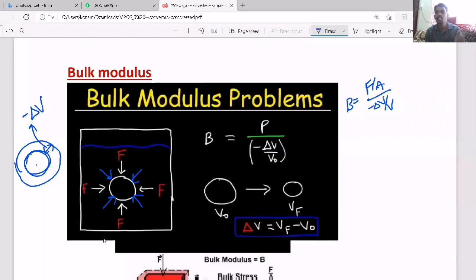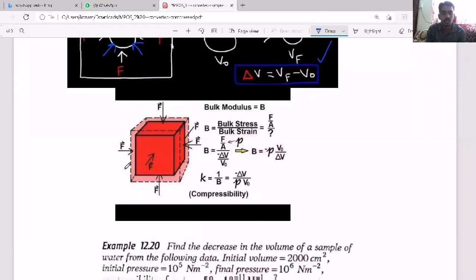But here we are considering one case. What is that? You keep the body inside the liquid so that liquid will apply pressure in all the directions equally. That's why here the volume stress we take as pressure divided by minus delta V by V, where delta V is final volume minus initial volume. But final volume is lesser than initial volume. That's why it is negative. Or you can take the cube case also. That also I have shown here. But the formula remains the same.